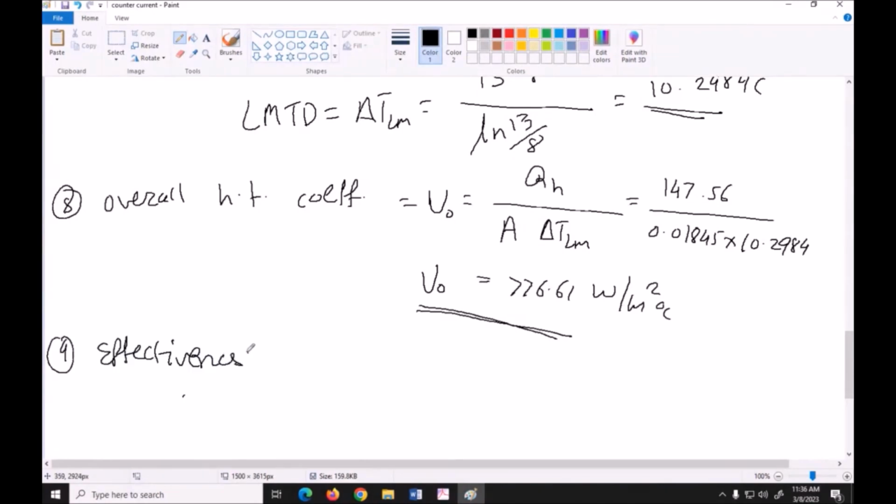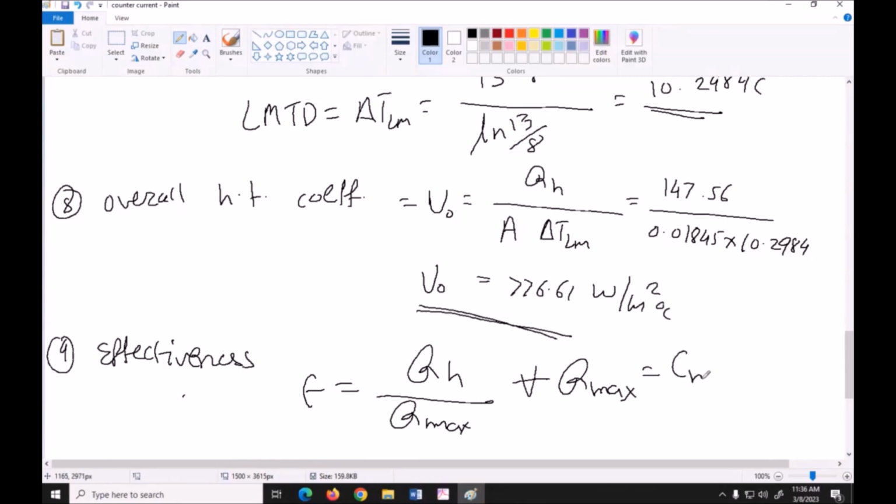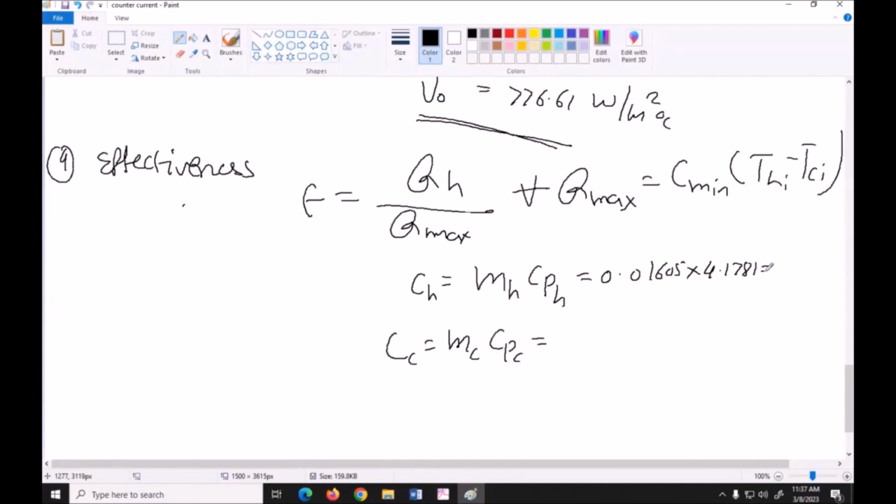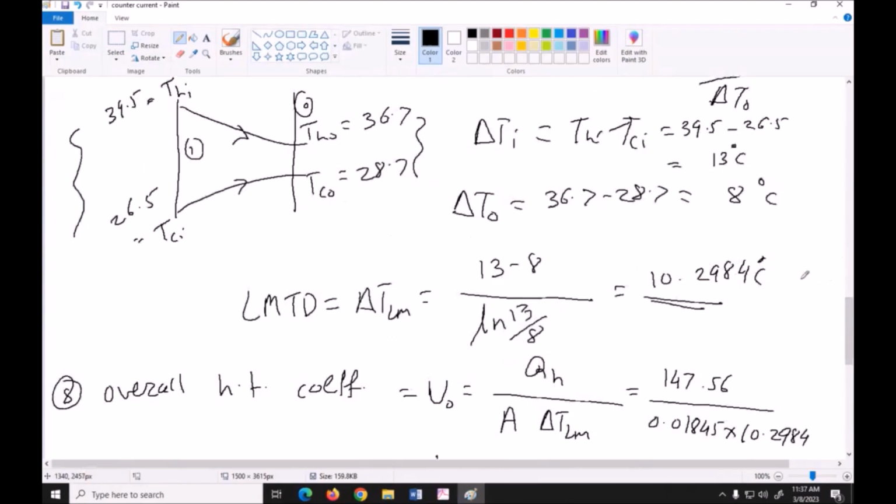So 9, effectiveness of heat exchanger, epsilon is equal to QH divided by Qmax, where Qmax is equal to C minimum into THI minus TCI. This is always the maximum temperature difference. So I need to find C minimum. CH, heat capacity of hot water, is mH CpH; CC is mC CpC. Put that value: mH is 0.01605 into 4.1781 is equal to 0.06706 kilowatt per Kelvin.